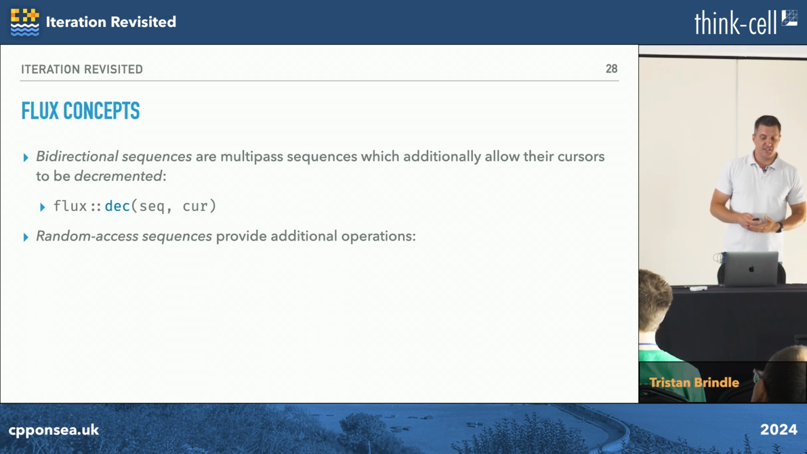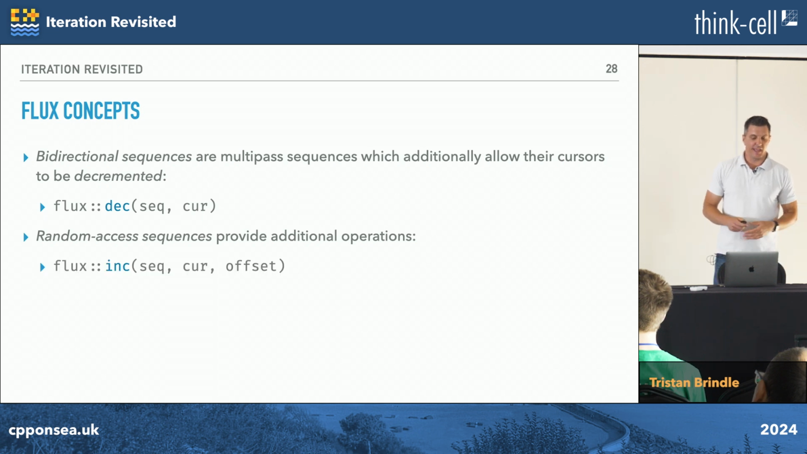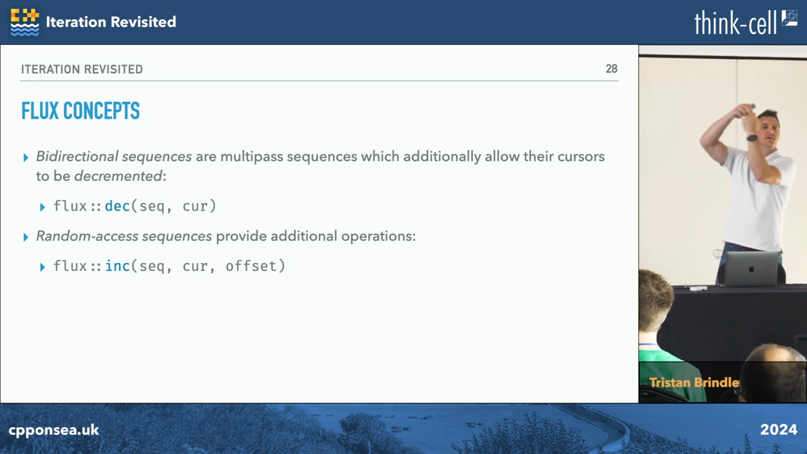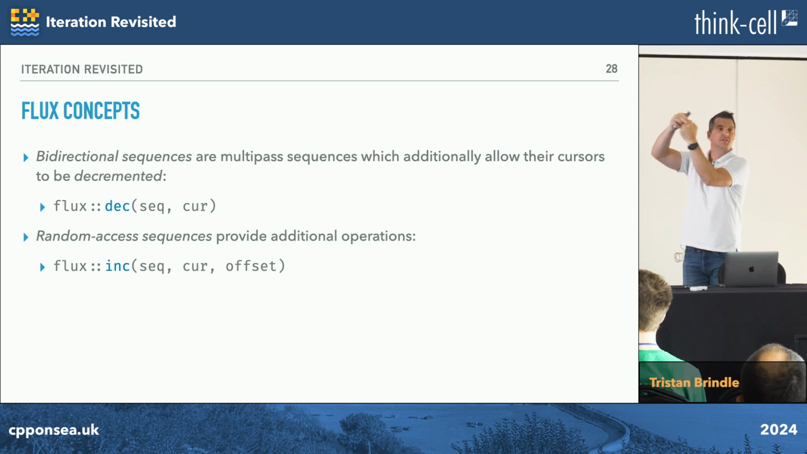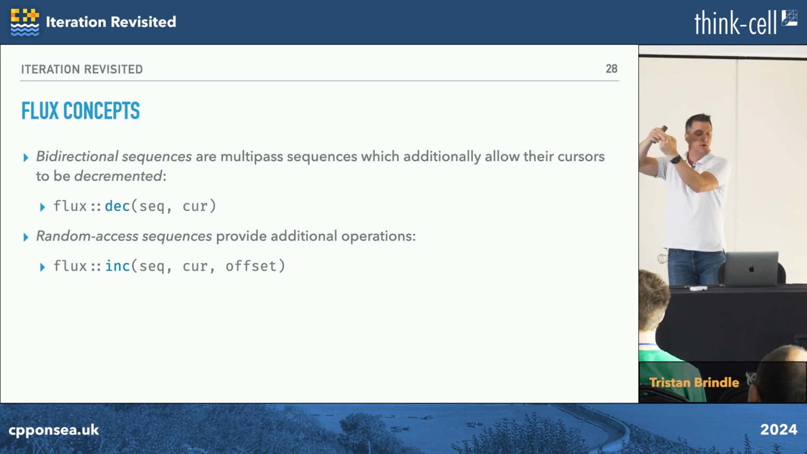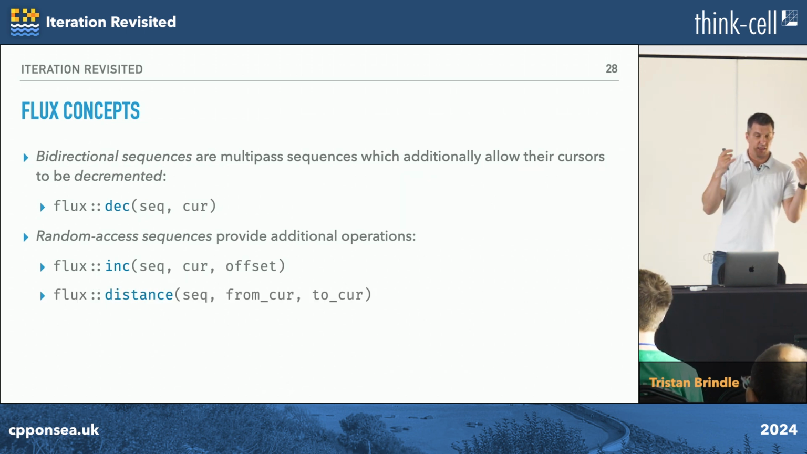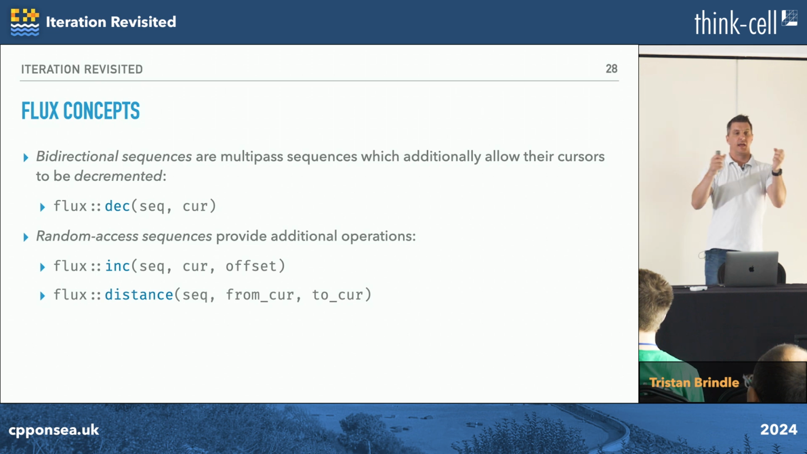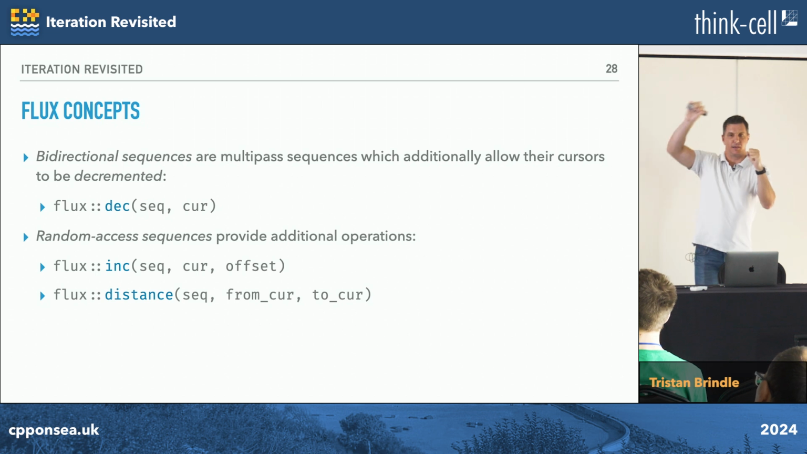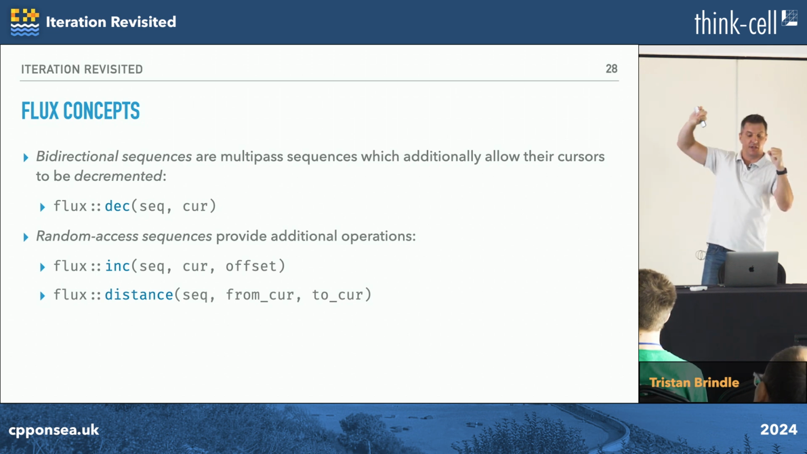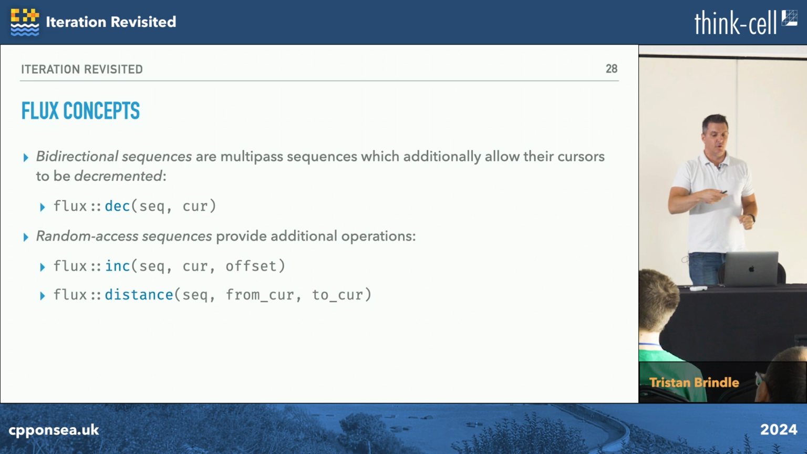We have random access sequences that provide some additional operations again. So first of all, they have an overload of inc that takes a signed offset. And what these do is they, as you might imagine, move the cursor in constant time to the new position. Again, they take the cursor by reference. Random access sequences have a distance operation. So given two cursor positions, we can say, how many elements are there between these two positions, right? Or another way of thinking about it is what offset would I have to give to inc in order to get from one to the other.